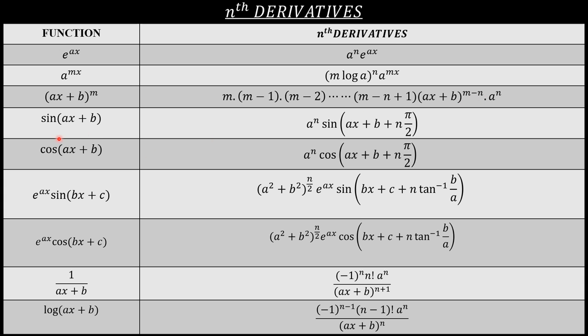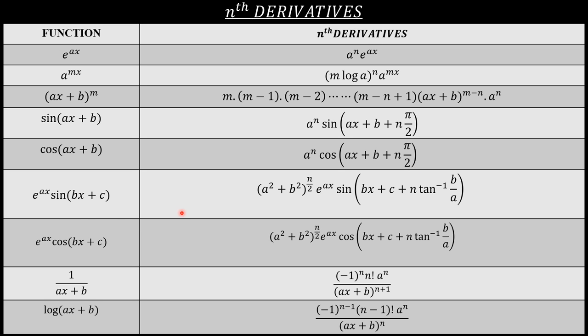And the nth derivative of sine of ax plus b is a to the power n into sine of ax plus b plus n pi by 2. And that of cos of ax plus b, I have already explained it. That is a to the power n into cos of ax plus b plus n pi by 2.